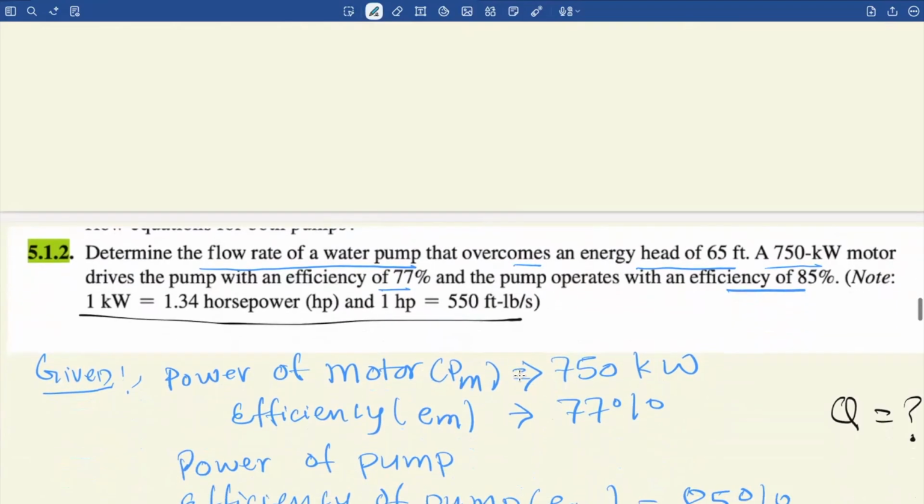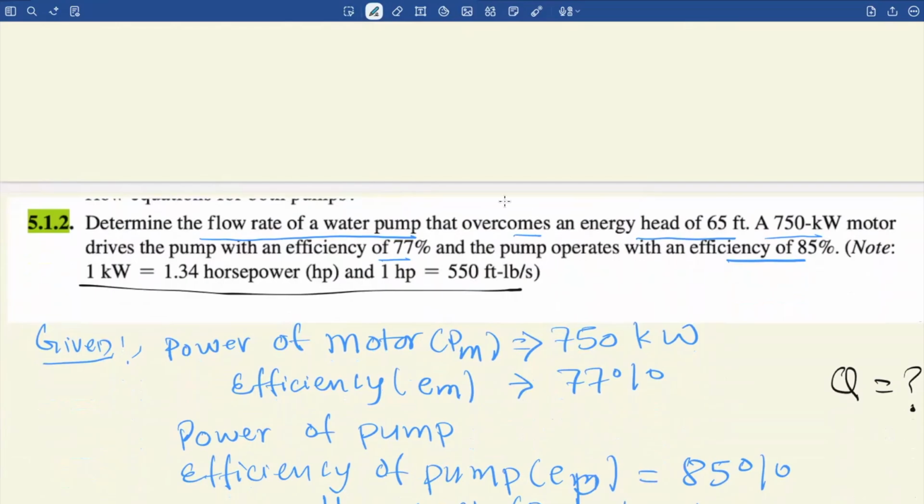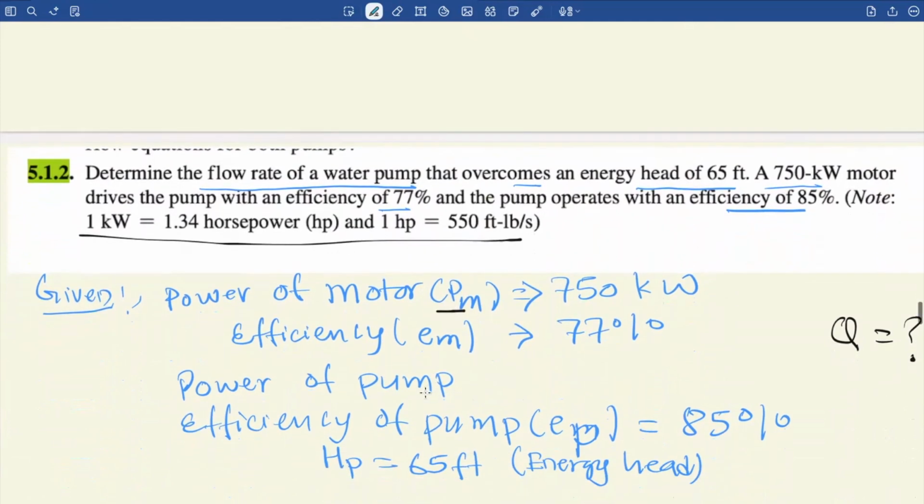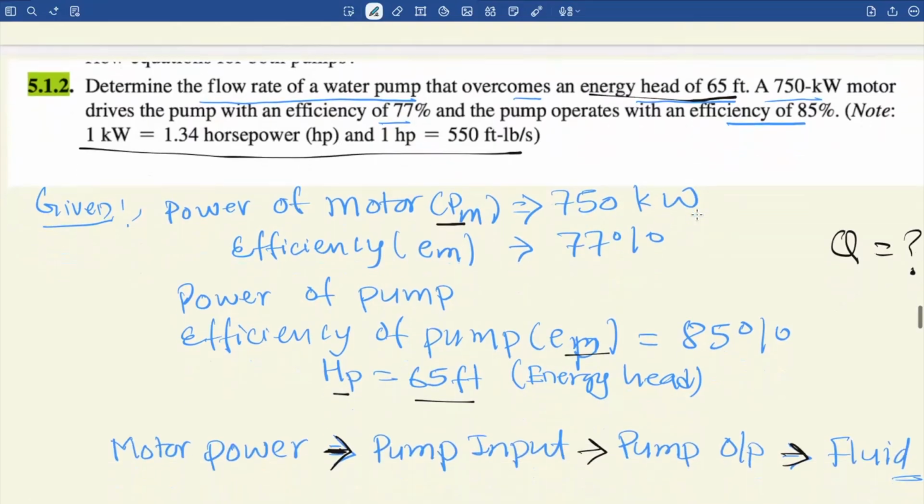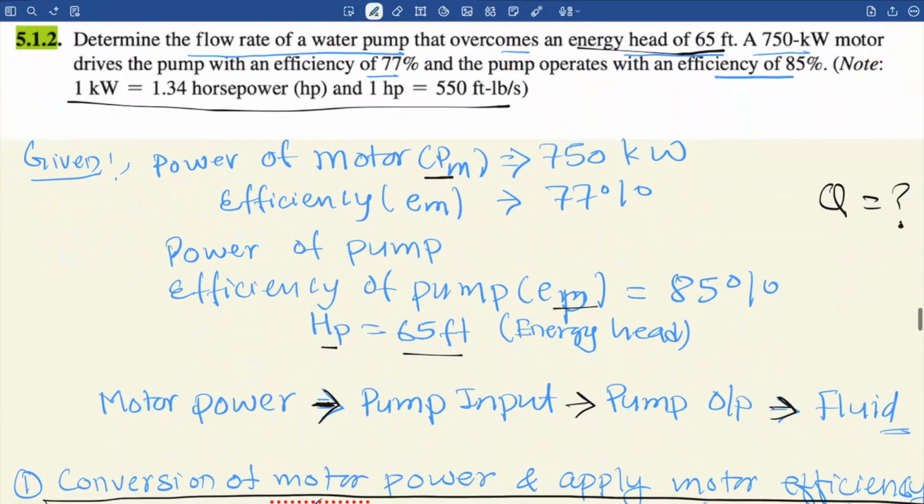So first we will write what is given from the question. Power of motor PM is given, efficiency of motor is given, and power of pump is not given, but the efficiency of pump is given, and HP is 65 feet. That means the energy head is 65 feet, that is given. So let us draw the power cascade.